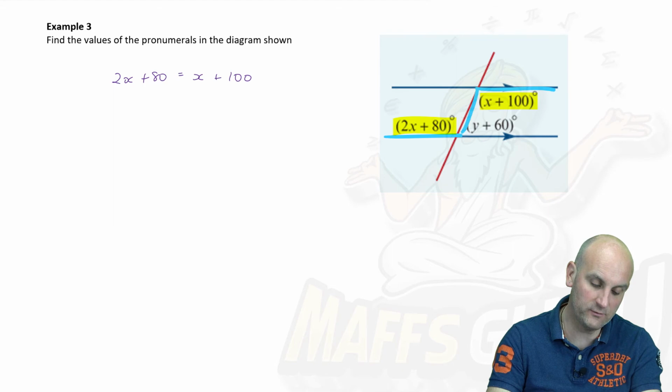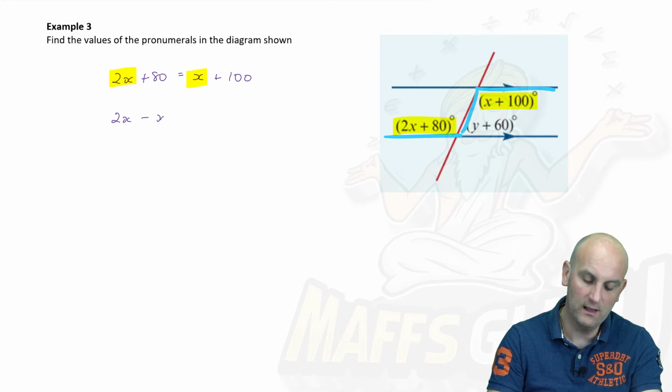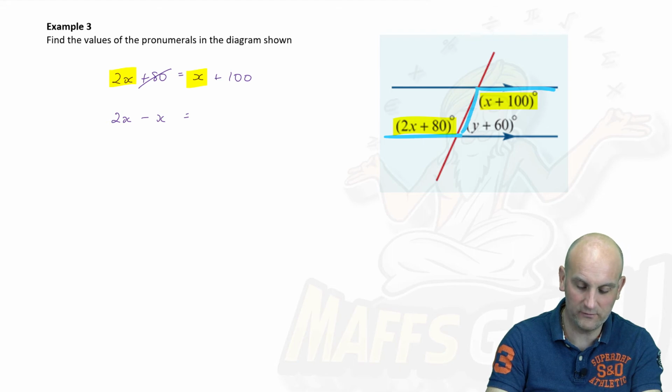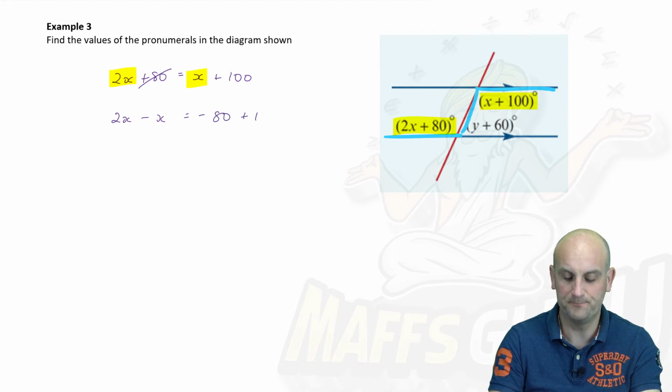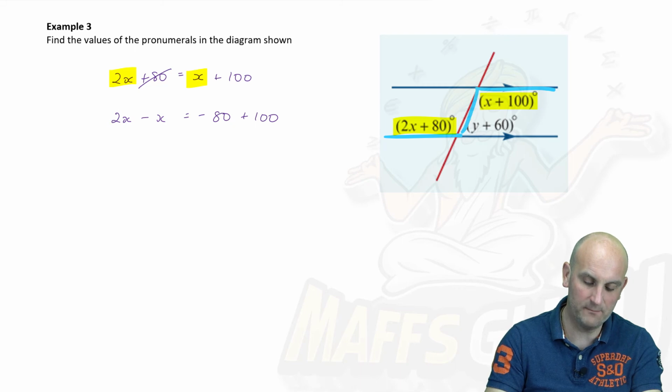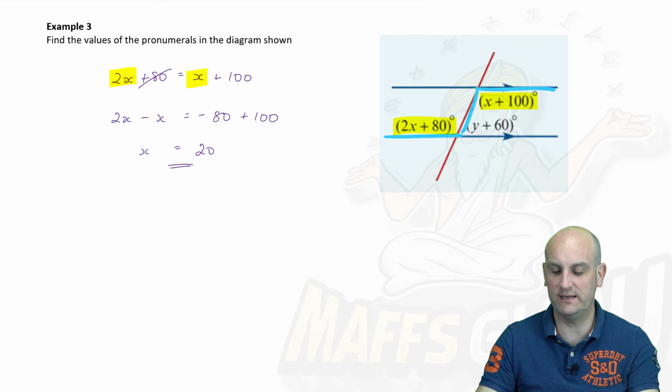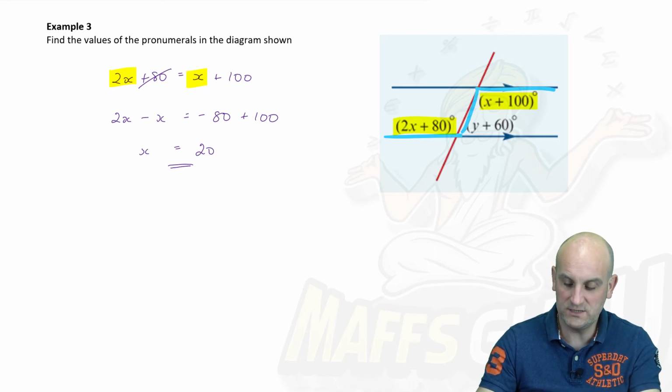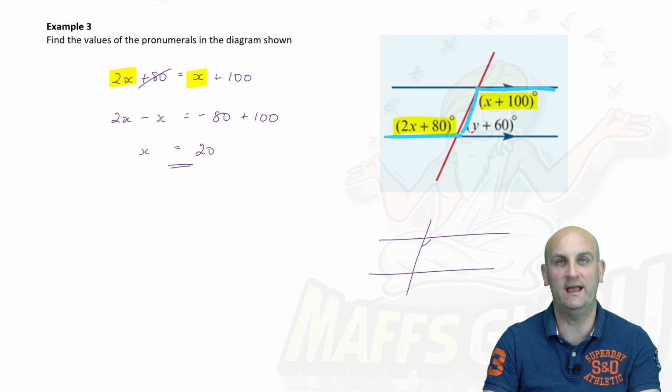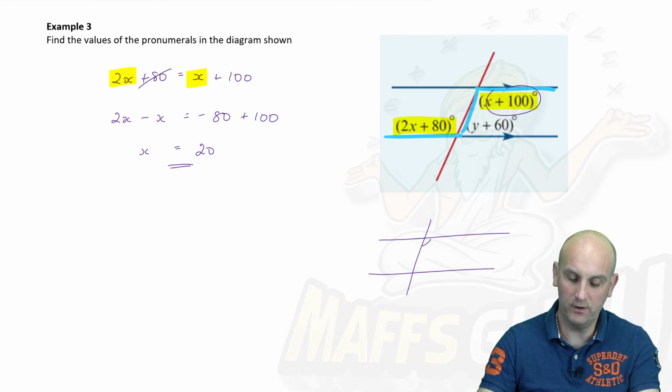Well, collecting like terms, I want my 2x's and my x's together. So we're going to say that we're left with 2x, and we're going to take away an x from both sides. And then I want to get rid of this plus 80, so I'm going to take away 80 from both sides, but add on the 100. So 2x minus x gives me x, and minus 80 plus 100 gives me 20. So I now know that x is 20 degrees. Now it's at this moment I would generally redraw my diagram to make it a bit easier, because I now know what that angle is. I've got x plus 100, which gives me 120 degrees.